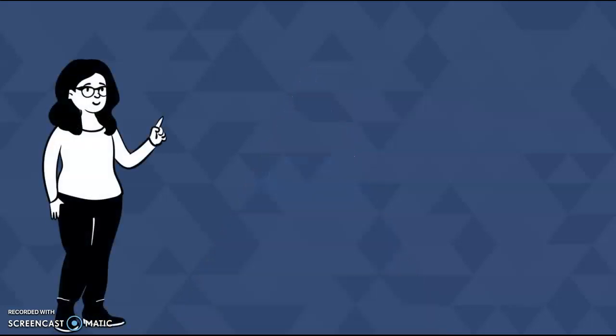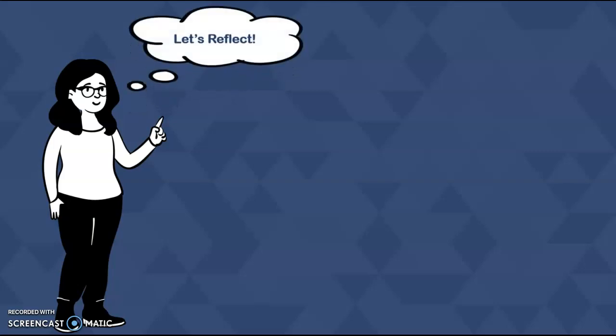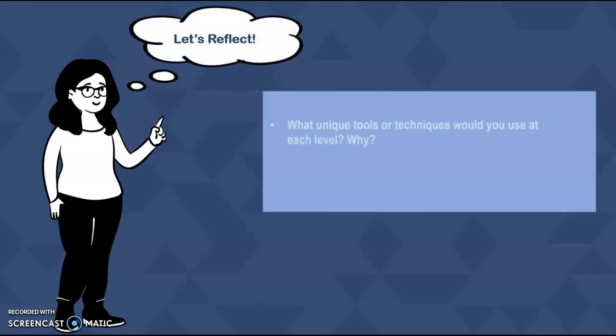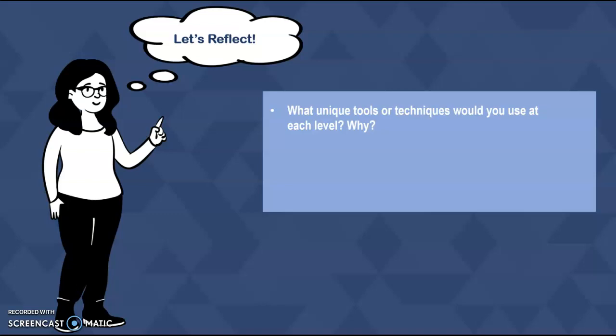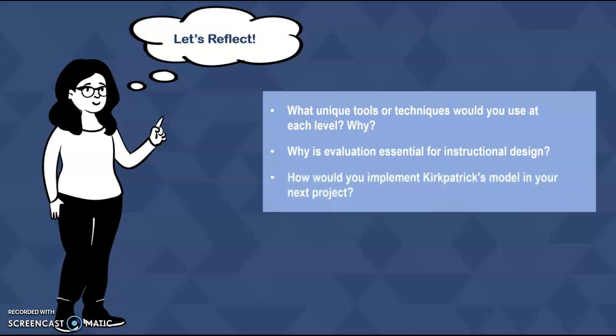Now that you have an overview of the original model of Kirkpatrick's 4 levels of evaluation, let's reflect. What unique tools or techniques would you use at each level, and why? Why is evaluation essential for instructional design? And how would you implement Kirkpatrick's model in your next project?